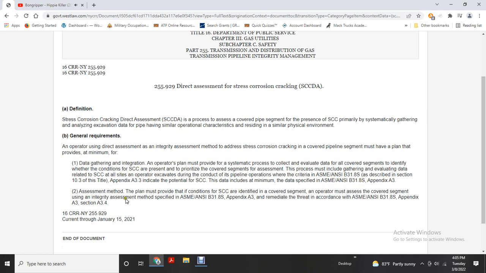Appendix A. The assessment method plan must provide for the conditions where stress corrosion cracking is identified in a covered segment. The operator must assess the covered segment using an integrity assessment method specified in ASME/ANSI B31.8S, Appendix A3, and remediate the threat in accordance with ASME/ANSI B31.8S, Appendix A3, section A3.4.